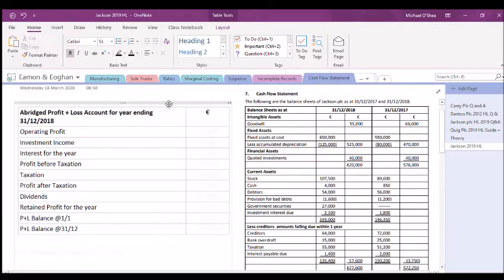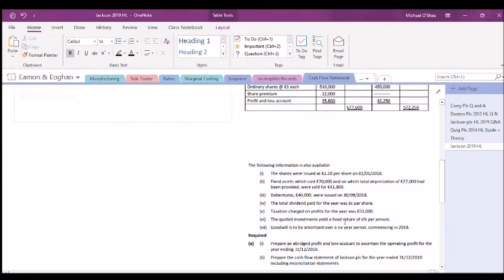This is a cash flow statement question. We're looking at Jackson PLC. It's the 2019 paper, so we'll ignore what's on the left. What we're given in the cash flow statement is a balance sheet. We're given a balance sheet, and we're also, as usual, given a bit of information at the end.